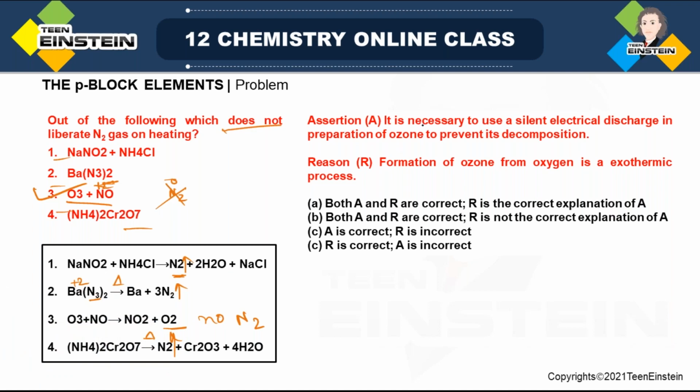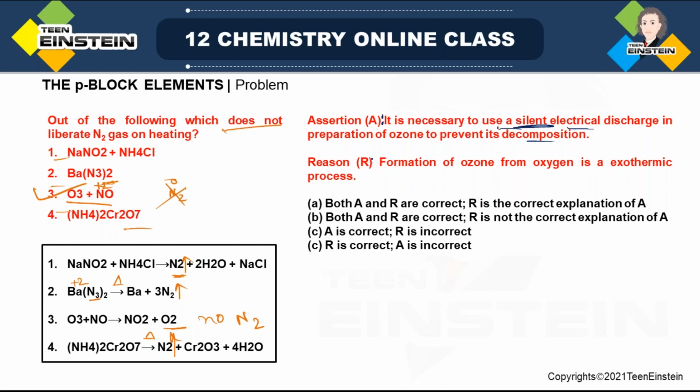Assertion reason type of question. It is necessary to use silent electrical discharge in the preparation of ozone to prevent its decomposition. This is the statement given in assertion. Now remember, in the last class we have seen how we can make ozone by silent electrical discharge tube, and there we have mentioned that it must be silent. Now what is the reason behind it?